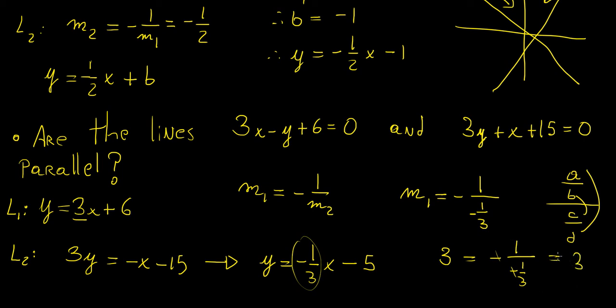So by plugging those two gradients into this equation, we can actually find that since they give us the same number, those two lines are going to be perpendicular.